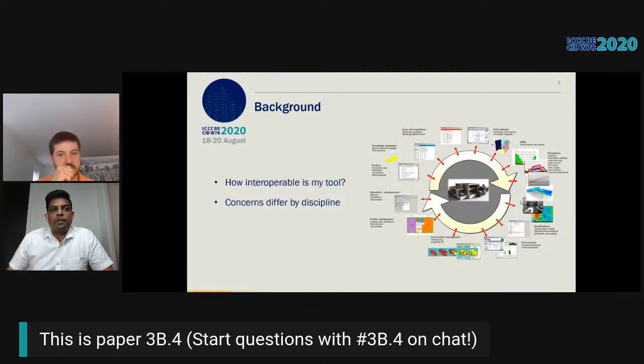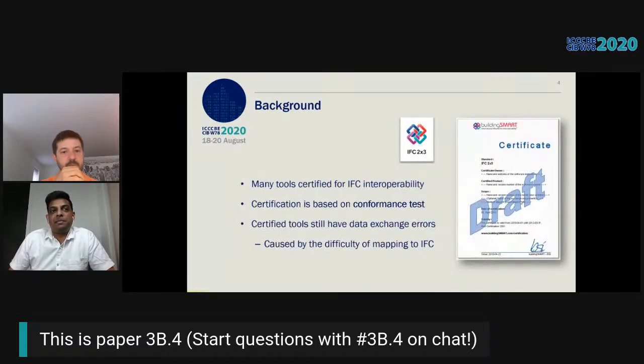How interoperable is my tool? That's a major problem we talk about in the BIM industry, and many people like to know how interoperable their tools are. However, users are only concerned about the interoperability of the elements related to their discipline. Currently, the major data exchange standard adopted by many software tools is IFC, and many tools are certified for IFC interoperability. These certifications are done based on conformance tests.